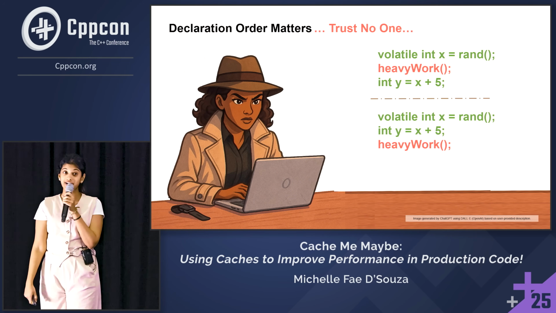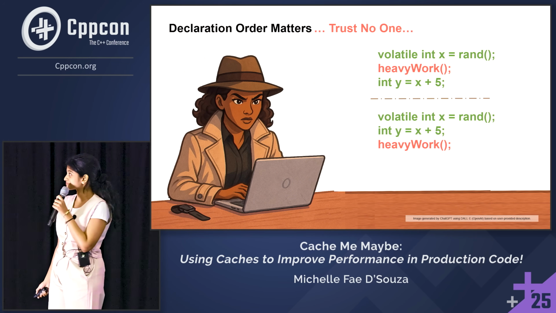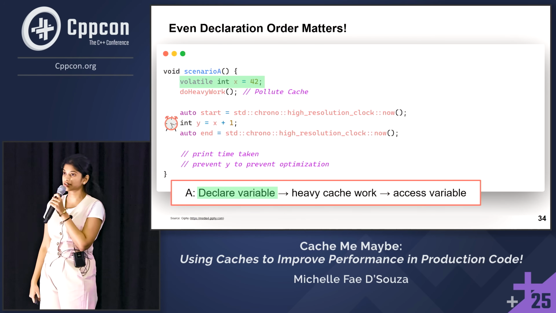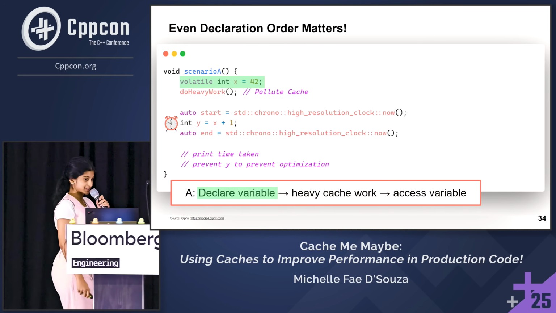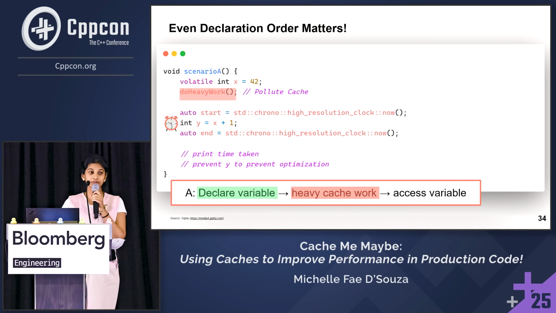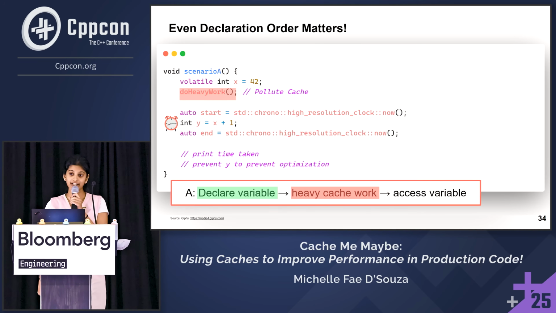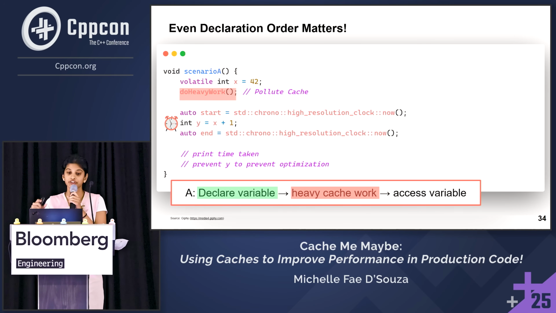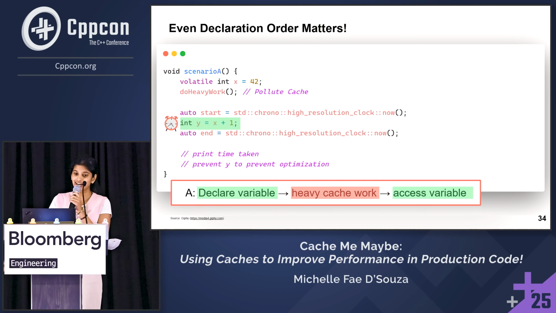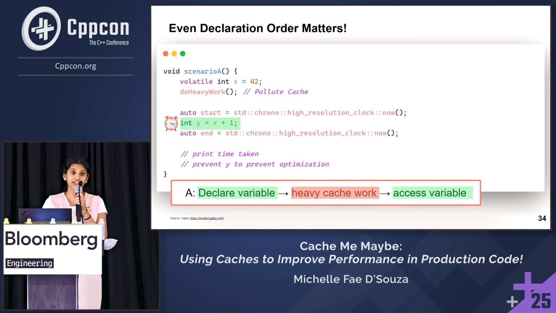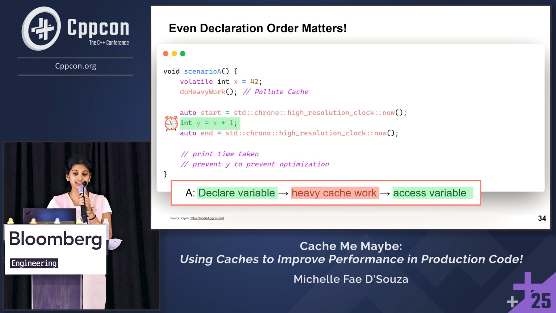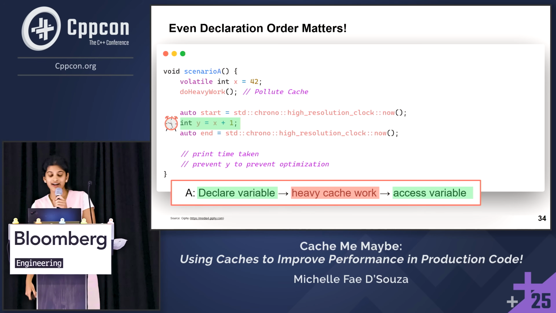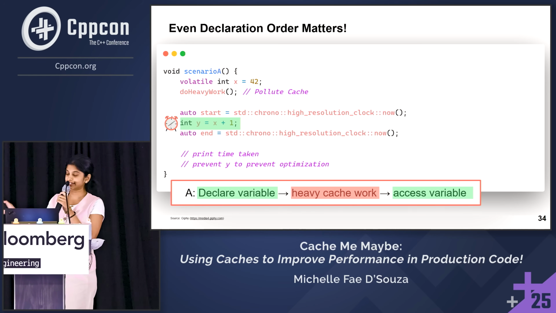But we trust no one. That's what good detectives do. And we test this out ourselves. So I have scenario A, where I'm declaring x. I then do heavy cache work to pollute my cache, essentially trying to ensure that the next line of code is going to be a cache miss and going to give me a performance penalty. I am timing that second access.